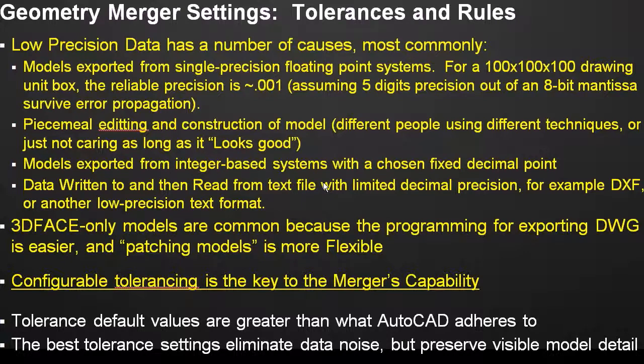So where does all this low precision data come from? A number of sources, typically external to AutoCAD, which has always stored double precision data. 3D faces are common because they're easier to program and have been around a long time. So there's a lot of examples out there, and drawing DWG export programs often rely upon them. So configurable tolerancing is the key to the merger's capability. Next, we'll explore how to find the best tolerance settings for your model. Good tolerance settings eliminate the noise, but not the significant model detail.